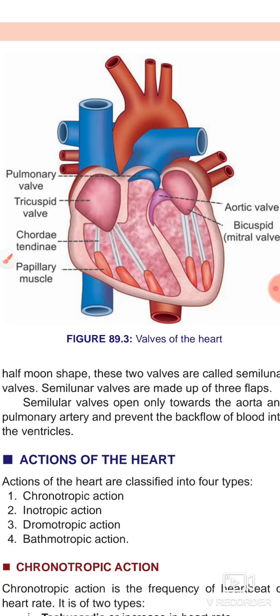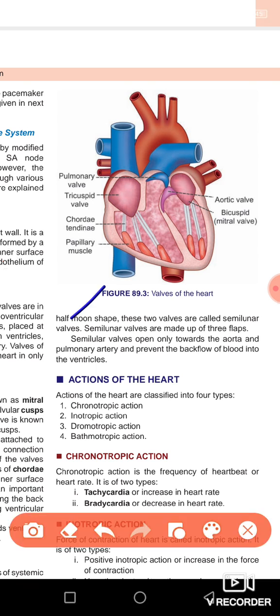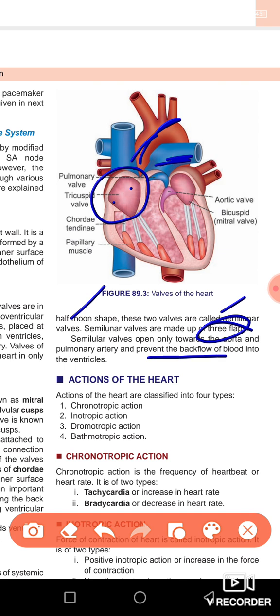Now your semilunar valves have a half moon shape, therefore they are called semilunar valves, and they are made up of three flaps. The valves present in your aorta and in your pulmonary artery are also tricuspid, meaning they also have three flaps. This is the main point that you have to keep in your mind. And again it is written that they prevent the backflow of blood.